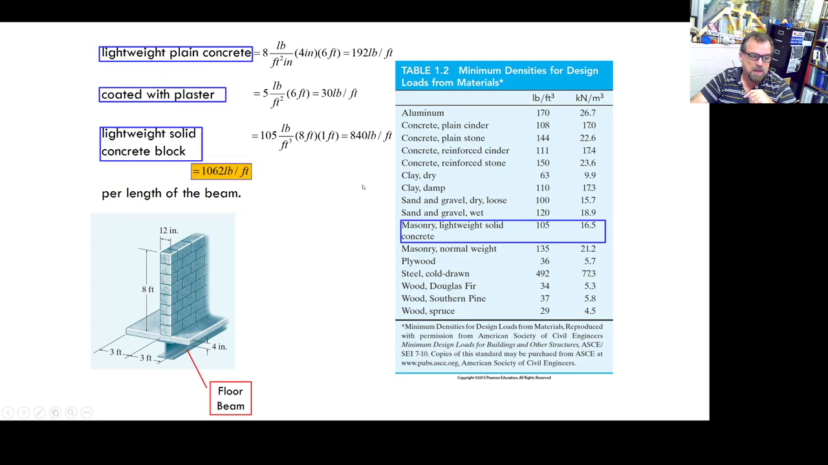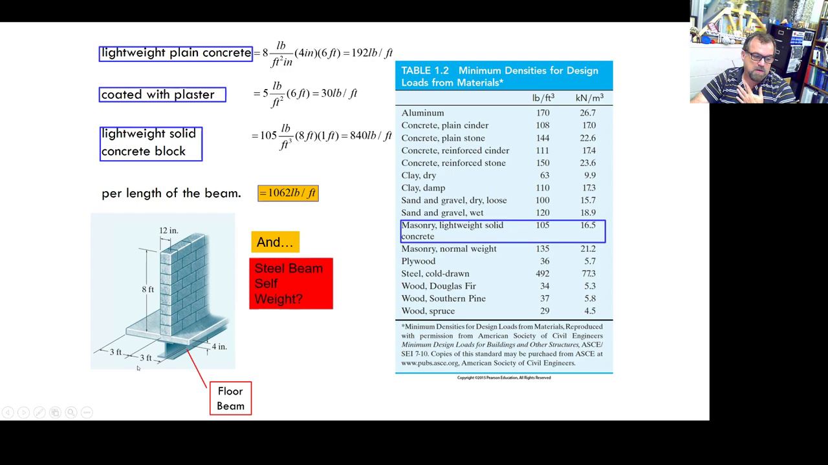Now we have that. The total amount, when you add this plus this plus this, you get 1,062 pounds per foot. It's simple, right? Anything that we are missing? Well, we are missing the self-weight of the steel beam, because that's also carried by the beam. Now, we don't have that information, and usually you don't have it at first when you are estimating loads. So what you do is add an estimated 50 pounds per foot, 80 pounds per foot, depending on the span. But you have to estimate something.